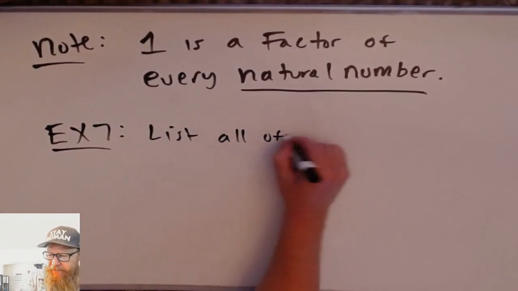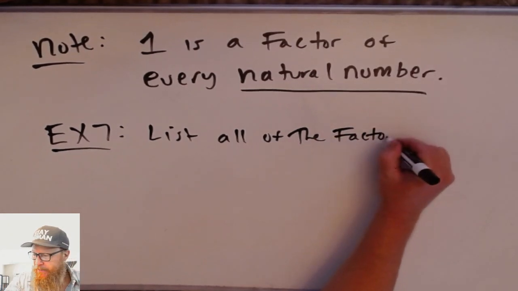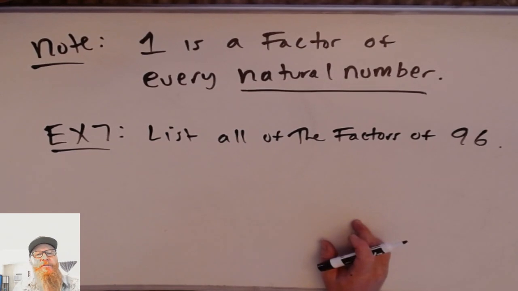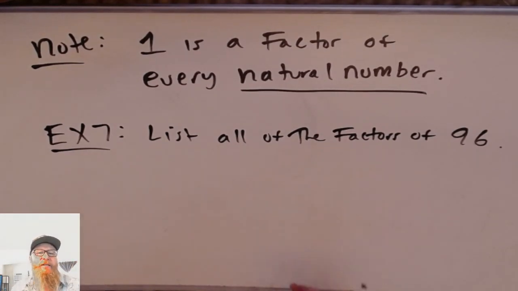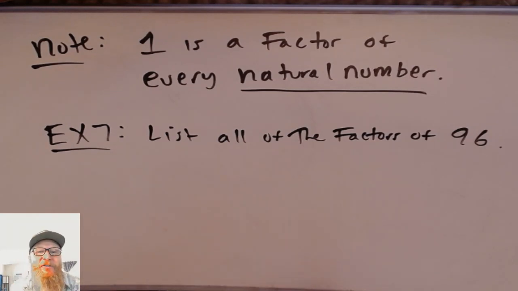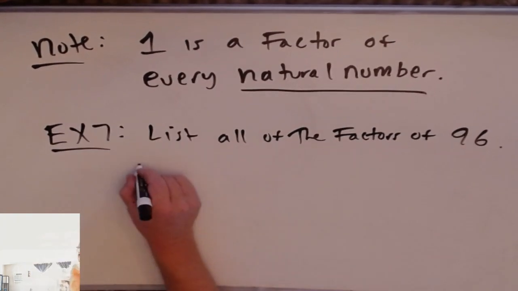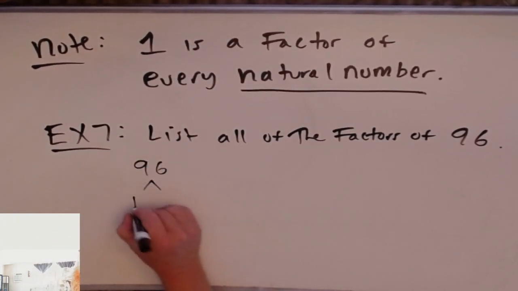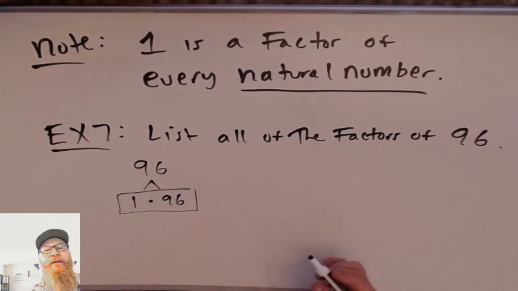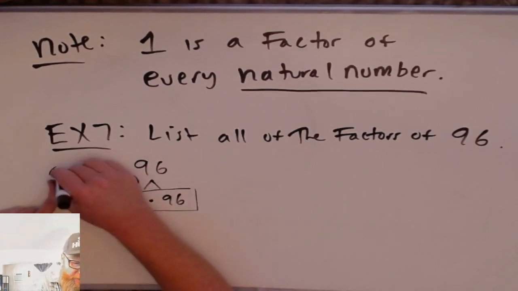List all of the factors of 96. In other words, every number that is a product of another number, so factors, they usually come in pairs, that equal 96. So one way to do it is to get the free answer. 1 times 96. This is sometimes called a factor tree.